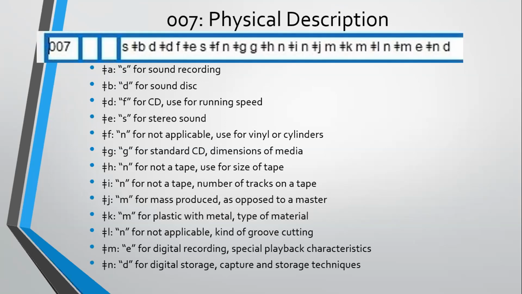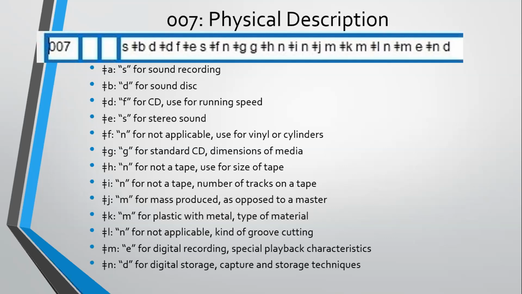Subfield F is for the groove width. If you have something like a CD, you're going to use n for not applicable. G is for dimensions. So you're also going to use the code G for a standard CD. Subfield H is tape width. If you don't have something that is a tape recording, you'll use code n. Same for I, if you don't have a tape, you'll use code n, and that is for tape configuration.